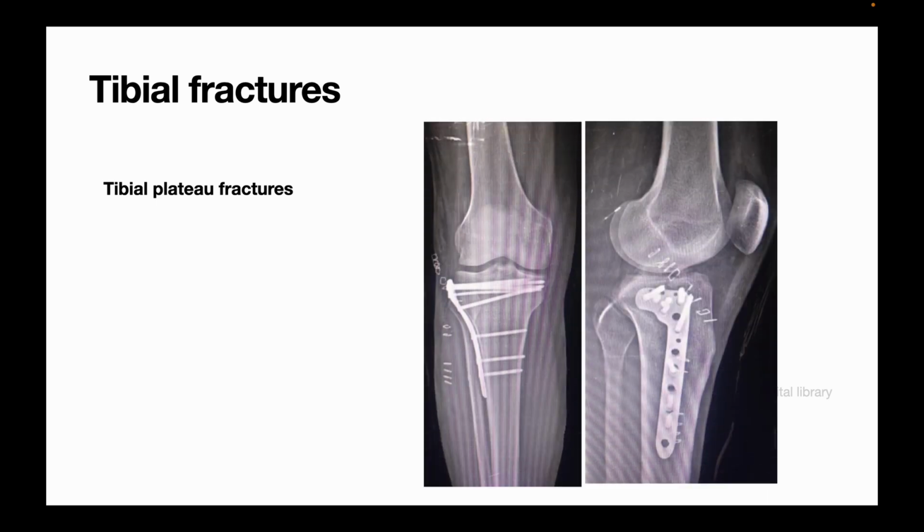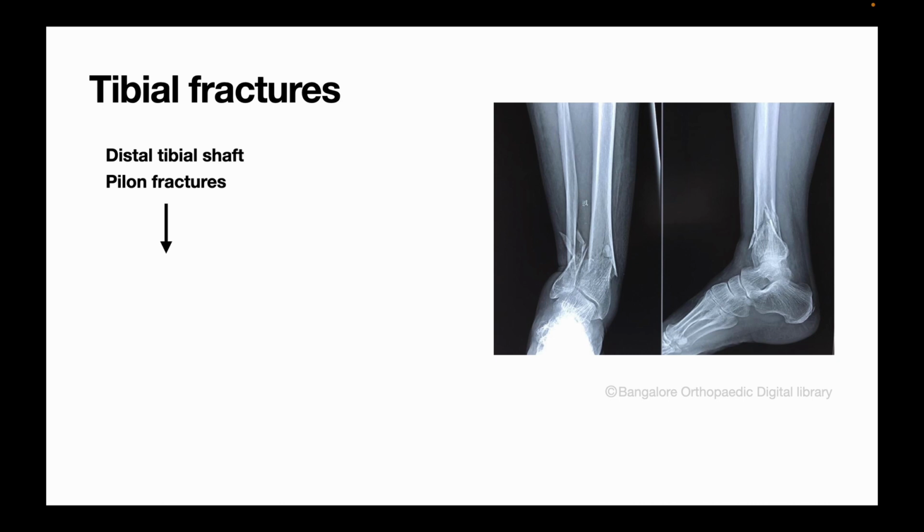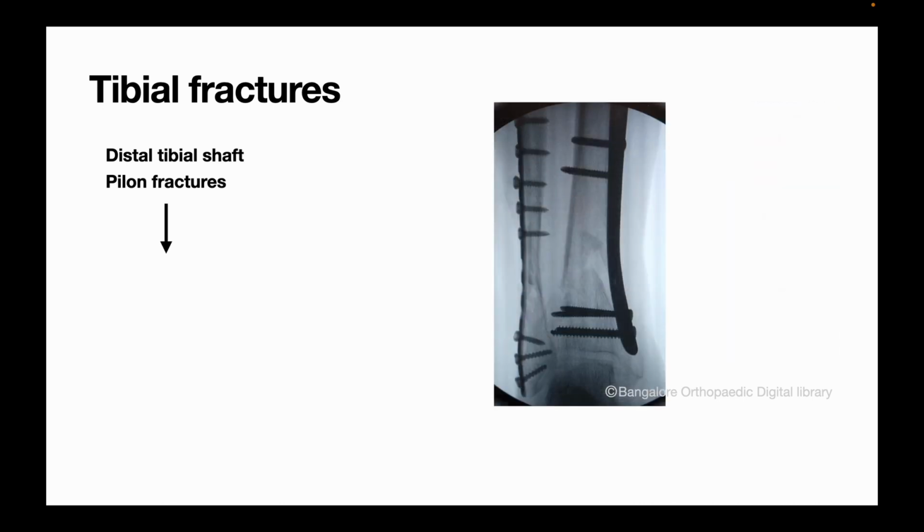Periarticular fractures of the proximal tibia are treated by contoured plates and screws as shown here. Similarly, the pylon fractures are also treated by contoured plates and screws. The next topic is ankle fractures.